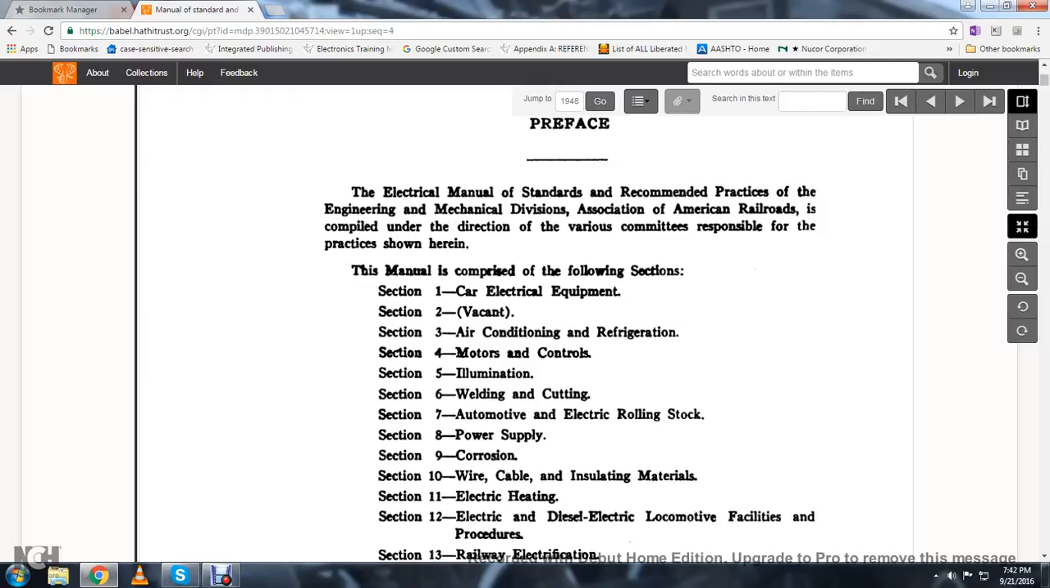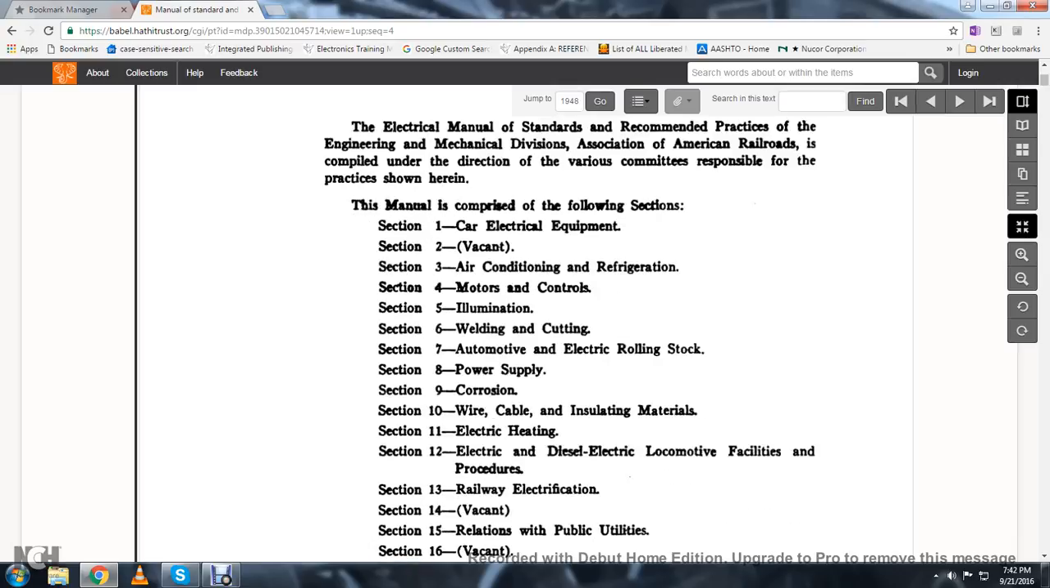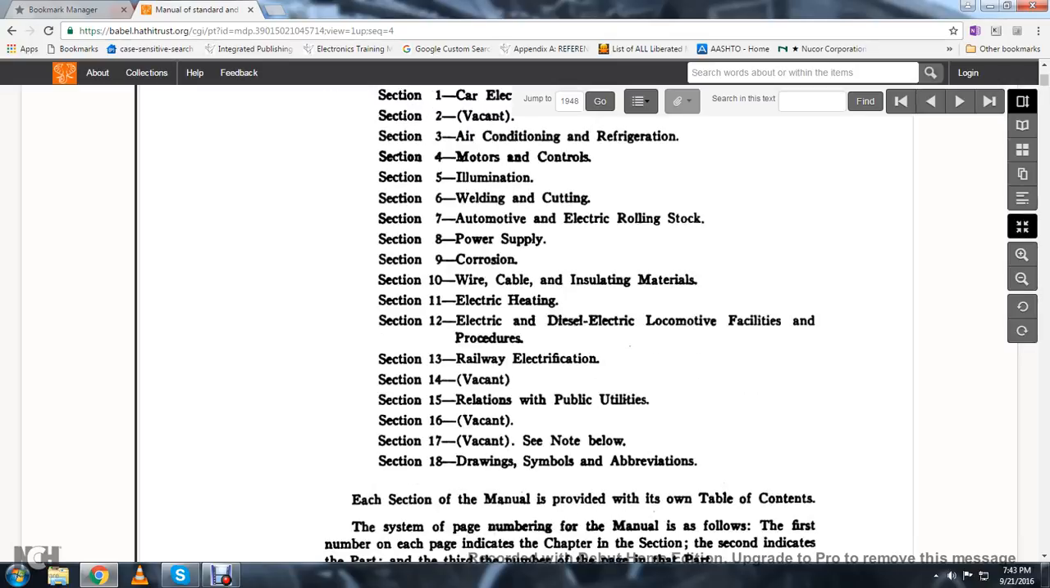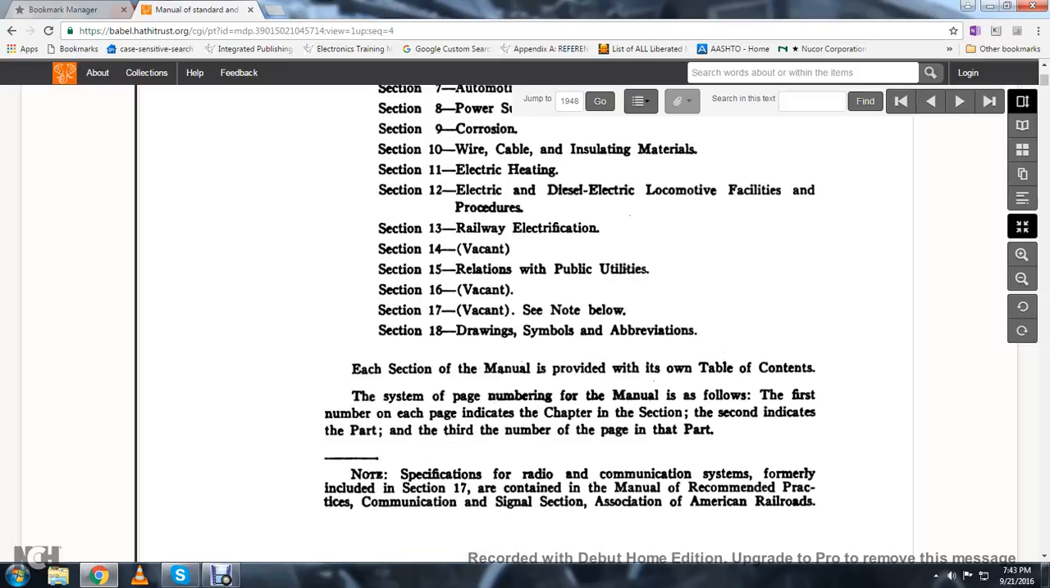This manual is comprised of the following sections: Section 1, car electrical equipment; Section 2, vacant; air conditioning, refrigeration, motors and controls, Sections 4, 6 and 5; illumination, Section 6; welding and cutting, Section 7; automatic and electrical rolling stock, Section 8; power supply, Section 9; corrosion, Section 10; wire cable installation, Section 11; electrical heating, Section 12; electrical diesel locomotive facilities and procedures, Section 13; rail electrification, Section 14, vacant; Section 15, relations to public utilities; Section 16, vacant; Section 17, vacant, see note below; Section 18, drawing symbols and abbreviations.